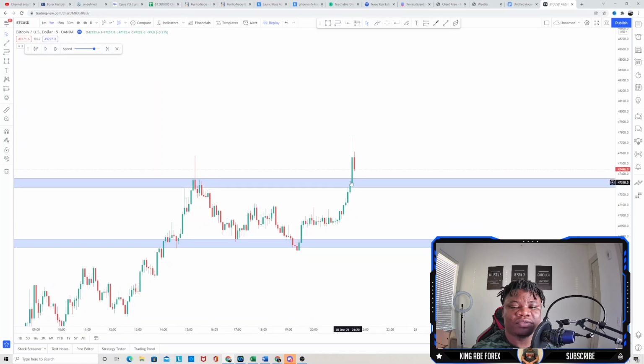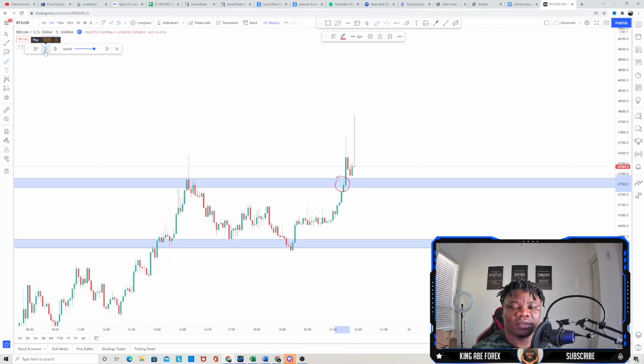Now we have the break over here. This was our break. Price broke our previous high. Now we're waiting for our entry.